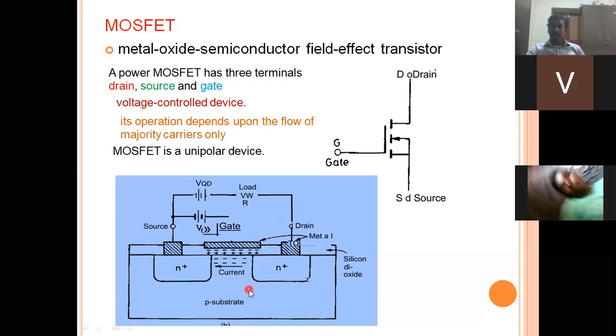So whenever we need to consider the conduction, the conduction is always provided between the terminals connected to the power circuit. The terminals connected to the power circuit are always the source and drain.